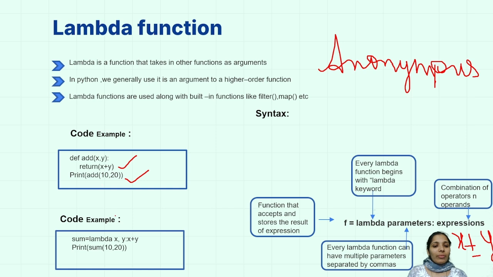Now we will use this to add the two numbers, 10 and 20, by using the inbuilt lambda function. Lambda, x and y are the parameters followed by the expression, and the values I'm going to pass in x and y are 10 and 20, which will give me the sum of the two numbers. So let's demonstrate this in our IDE.